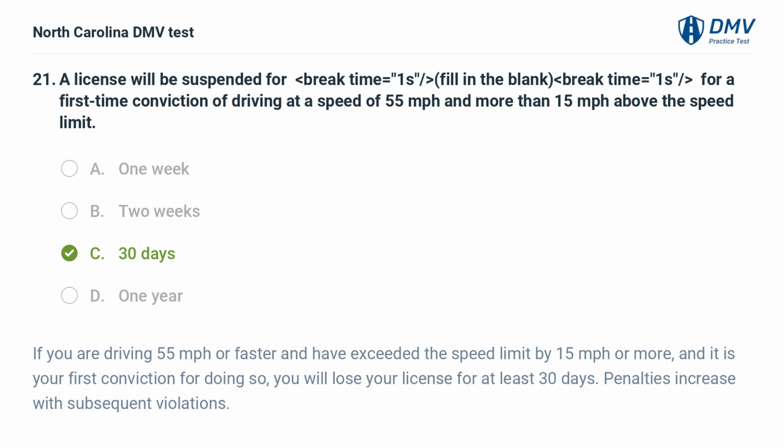C. 30 days. If you are driving 55 miles per hour or faster and have exceeded the speed limit by 15 miles per hour or more, and it is your first conviction for doing so, you will lose your license for at least 30 days. Penalties increase with subsequent violations.